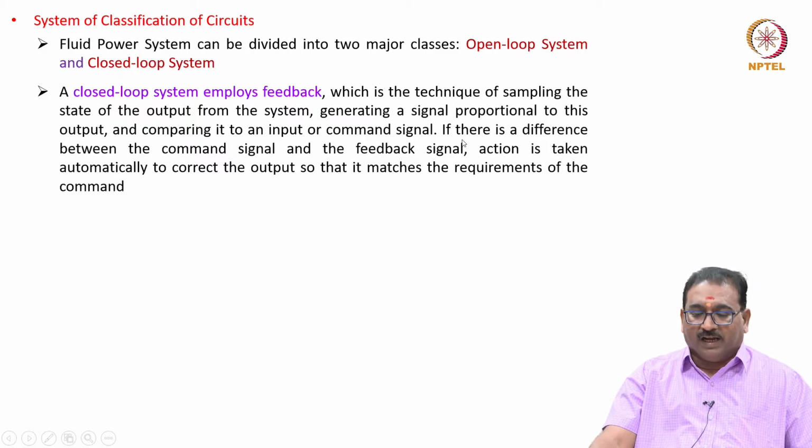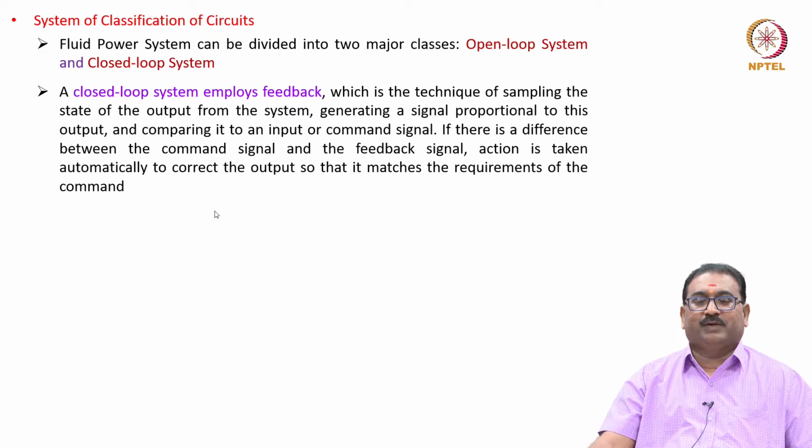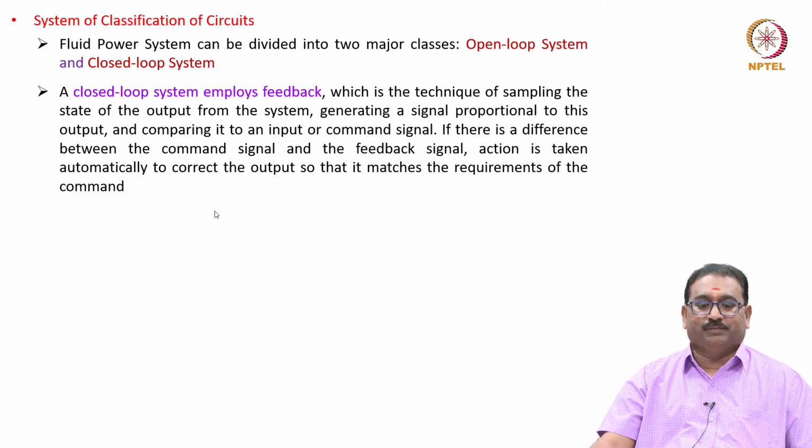If there is a difference between the command signal and the feedback signal, action is taken automatically to correct the output so that it matches the requirement of the command. That is why, if you look at the servo valve, there is always a comparison between the input and output. That is why they are closed loop systems.